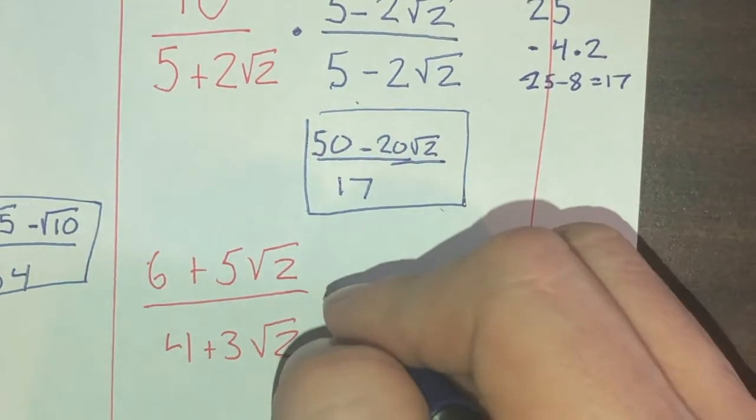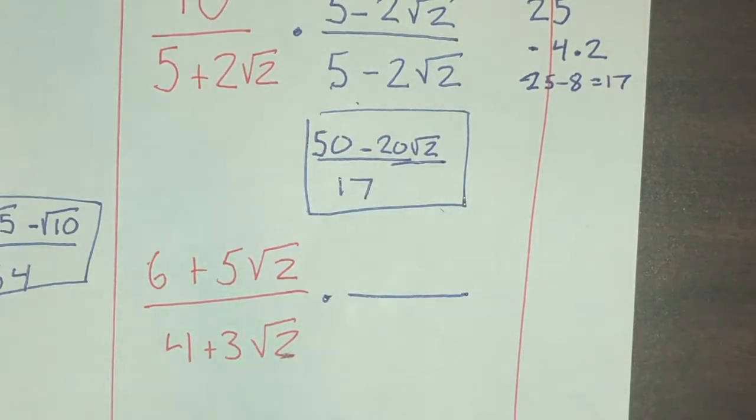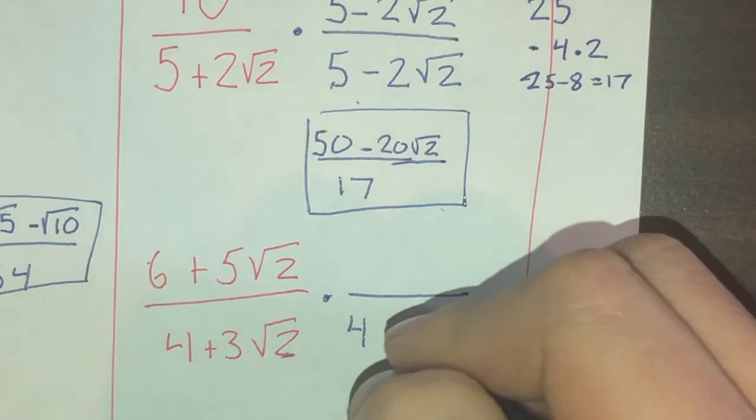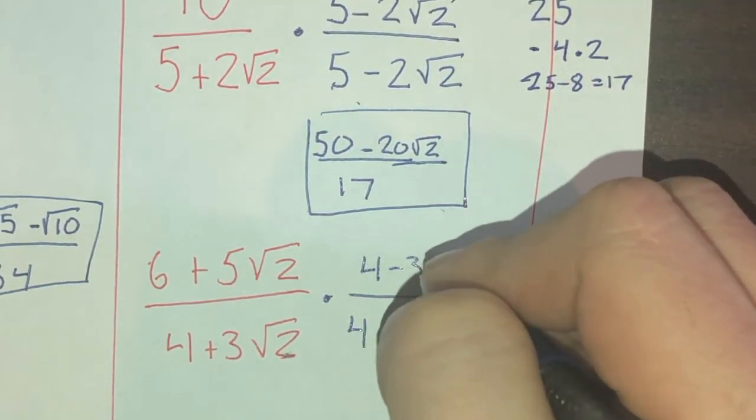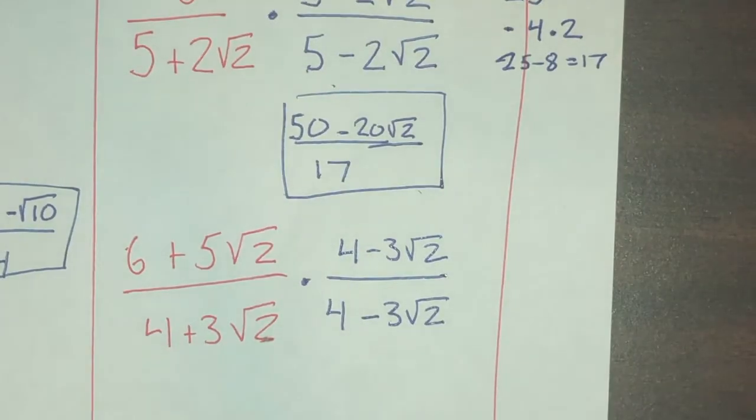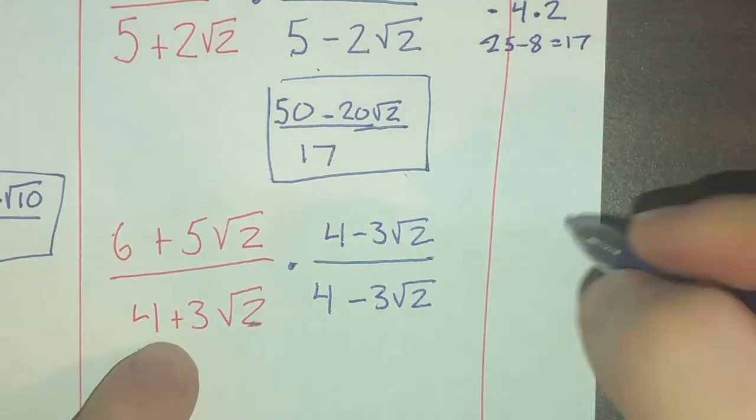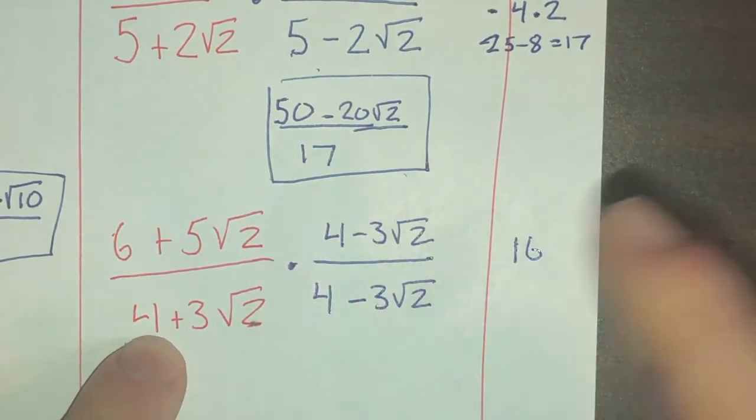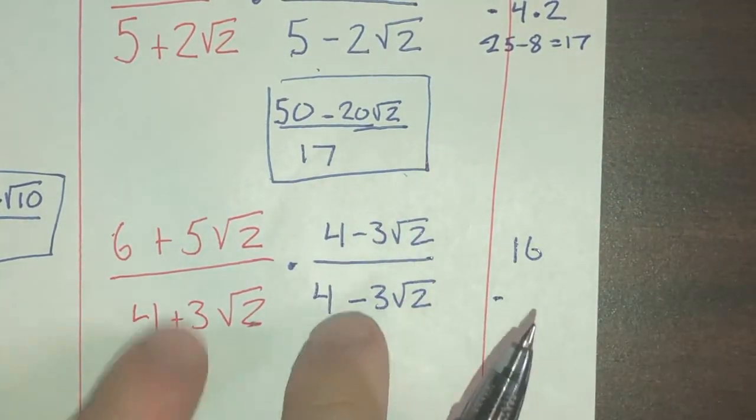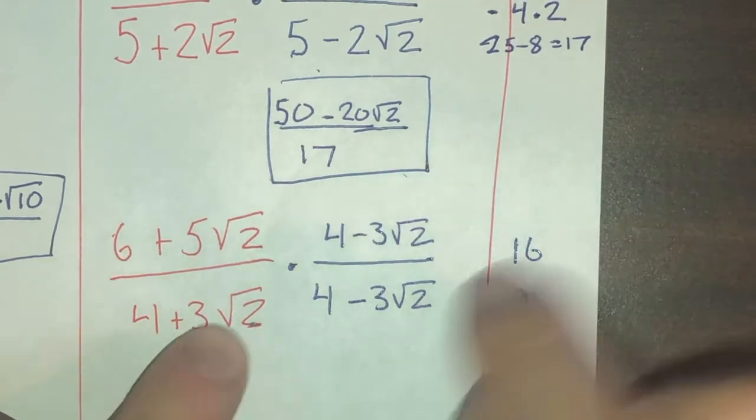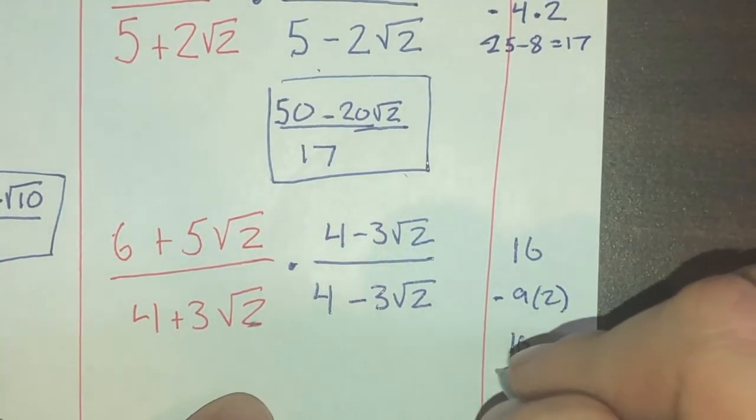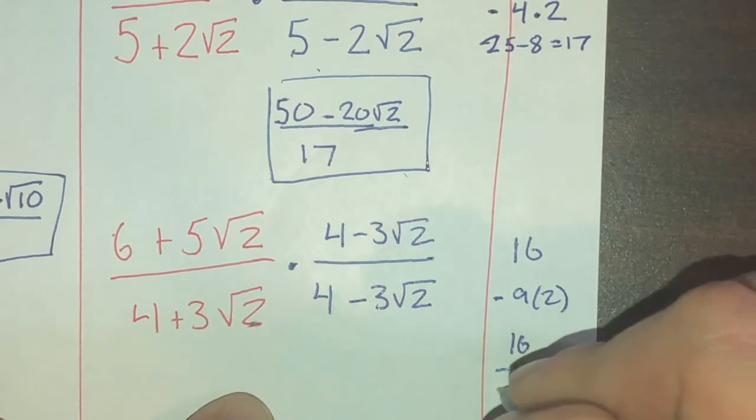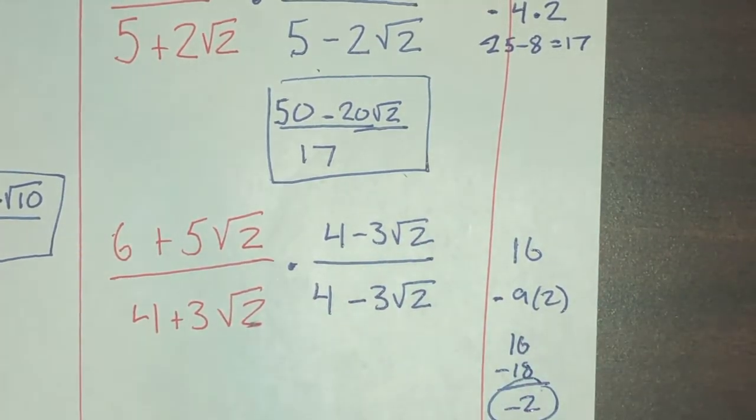Lastly, let's take a look. So I'm going to multiply by, what's the conjugate? What'd you get for the conjugate? 4 minus 3 root 2. Okay. Down here, 16 for the 4s. Minus, the 3's come together, 9. The 2's make a 2. I should say the root 2's. So I get 16 minus 18. And that's negative 2.